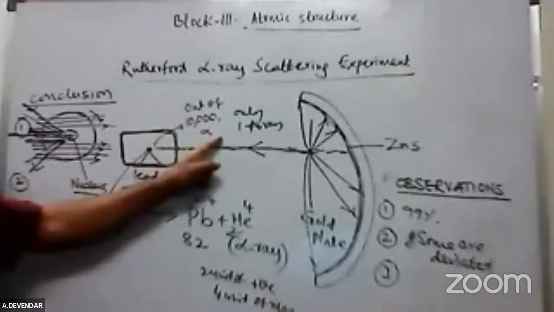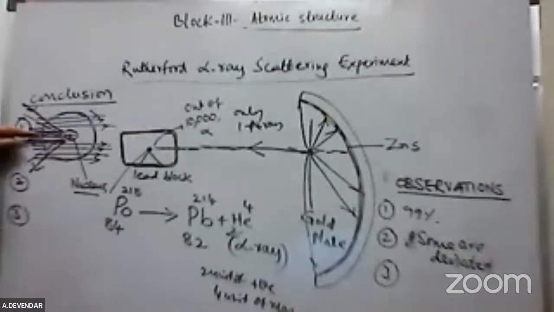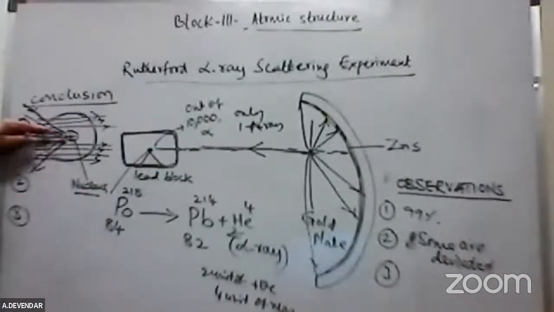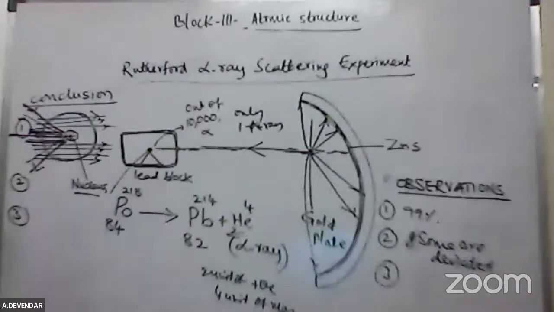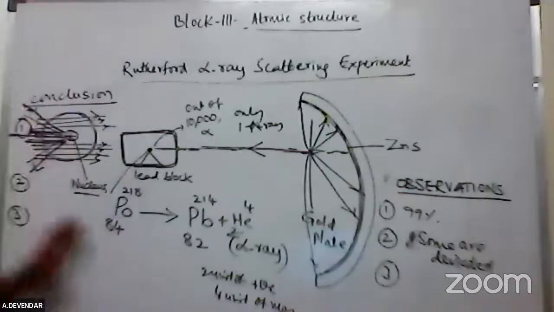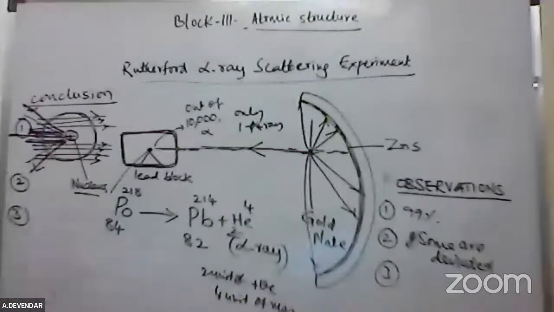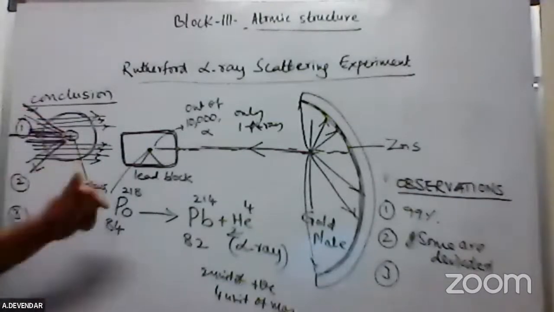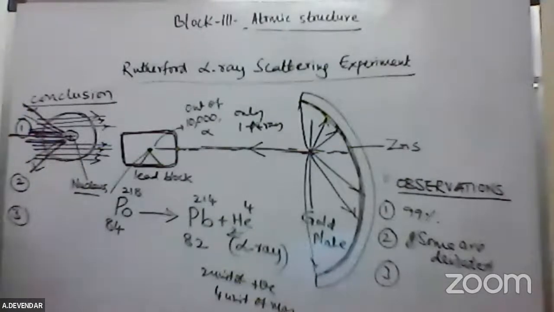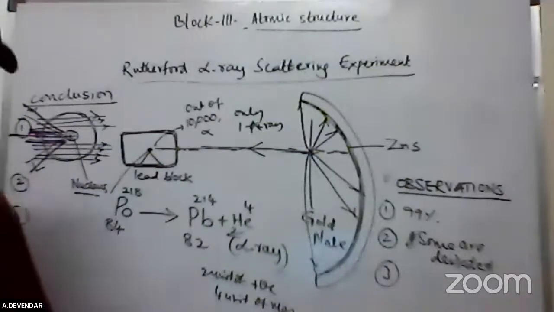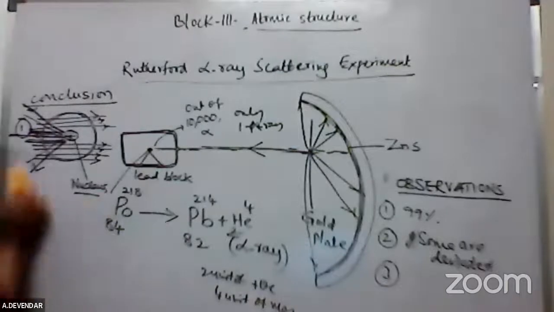1 out of 10,000, one particle, why? Because it is at the center that this particle is passing, so it is deviated along its back path only. This is called the Rutherford alpha ray scattering experiment. By means of this experiment, he made the Rutherford atomic model. So we will go to the Rutherford atomic model.